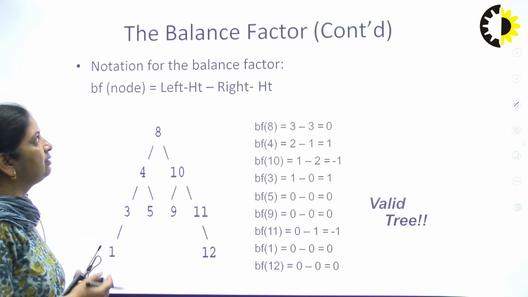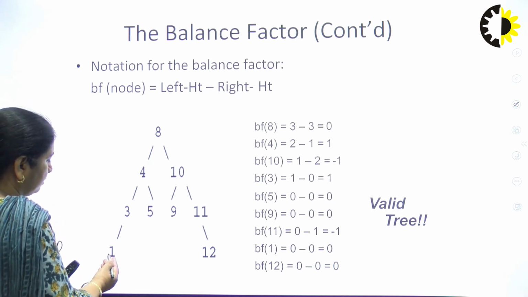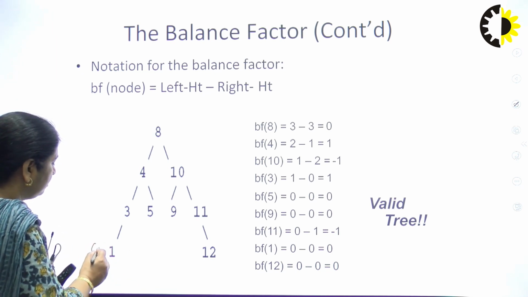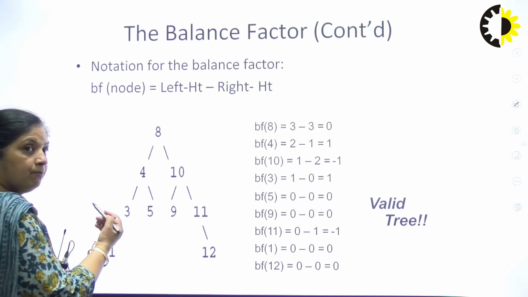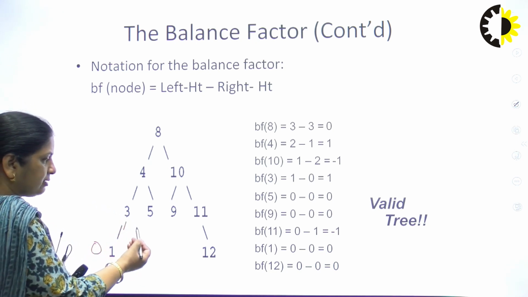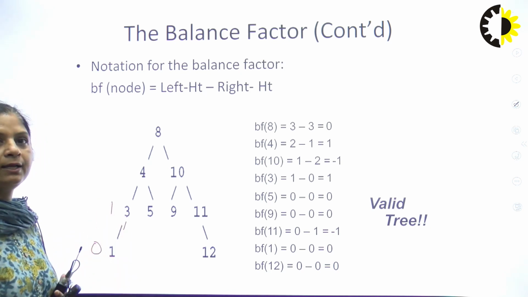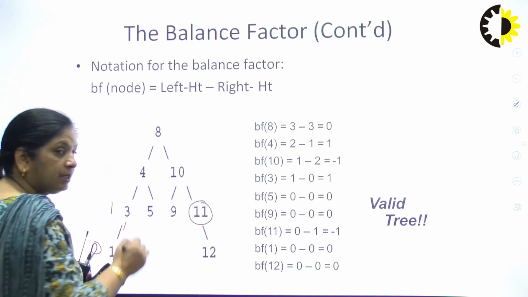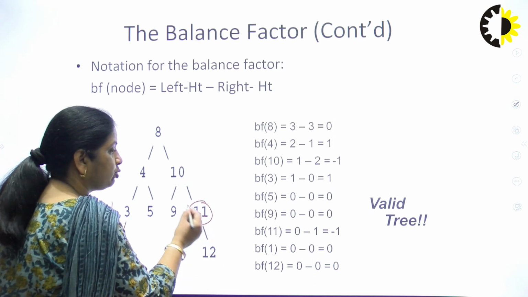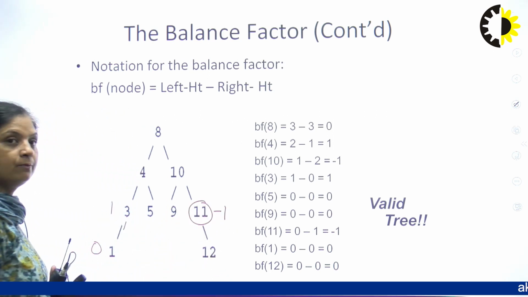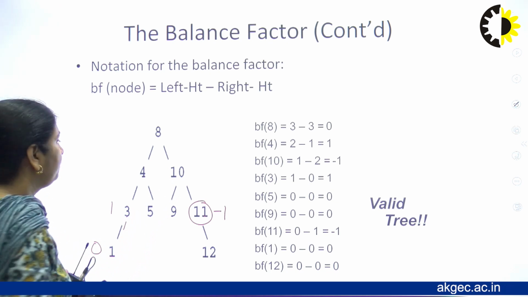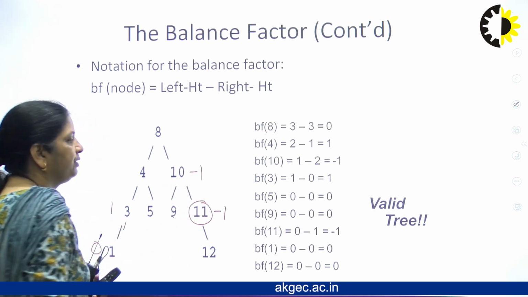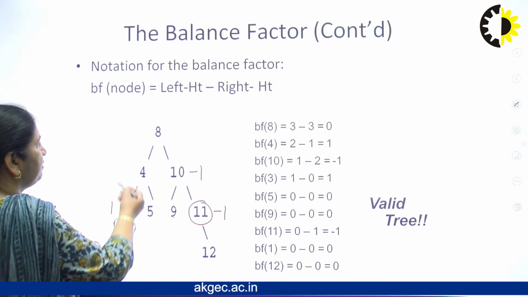So how do we check the balance factor? If I consider 1, the left subtree height is 0, right subtree height is 0, so 0 minus 0 is 0. If I check 3, at 3 the left subtree height is 1, right subtree height is 0, so the difference is 1. If I consider 11, the left subtree height is 0 and right subtree height is 1, so 0 minus 1 is -1. At 10 also, the left subtree height is 1, right subtree height is 2, so 1 minus 2 is -1. Okay, so we will check all the values.